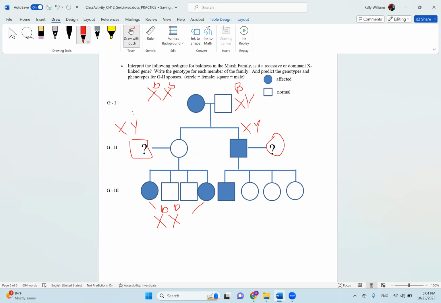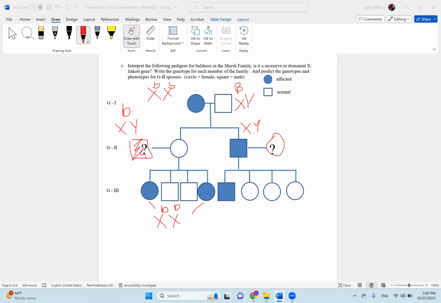He would have to be bald, right? He would have to have a lowercase b to pass down to his child. So he must be bald. So we could really color him in here because he's affected. And then over here, let's see here.